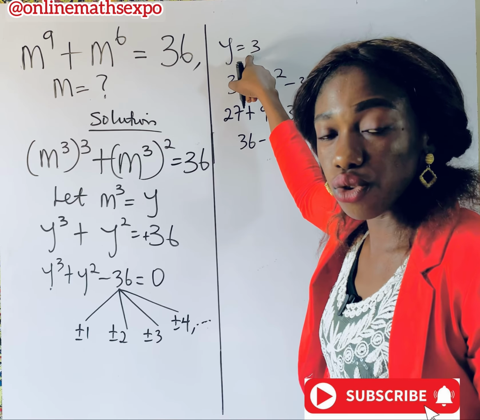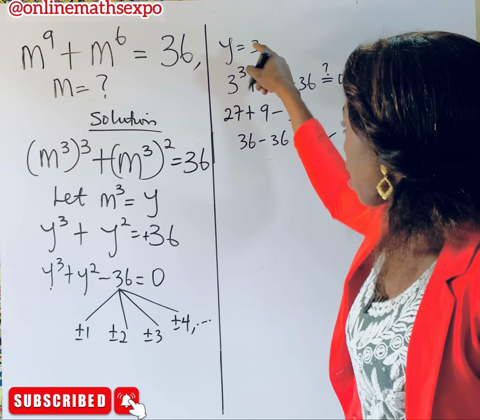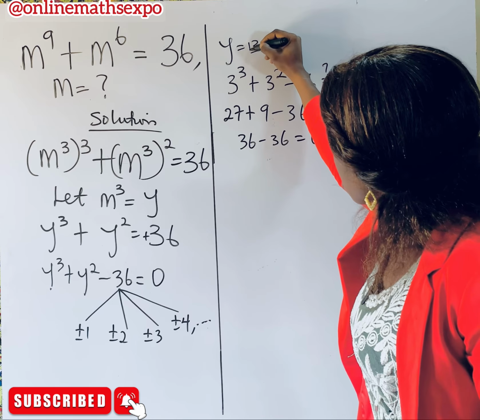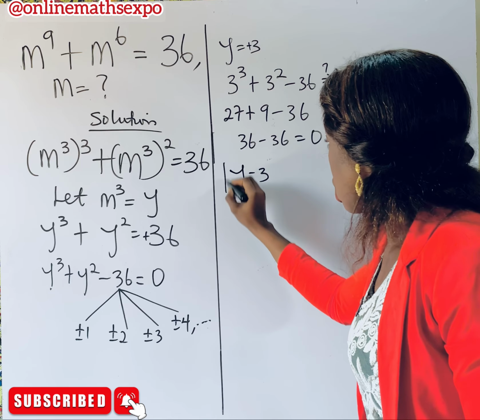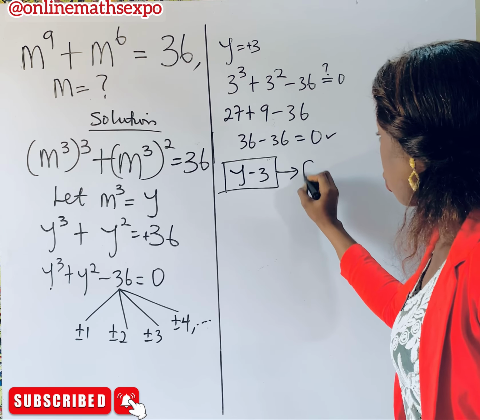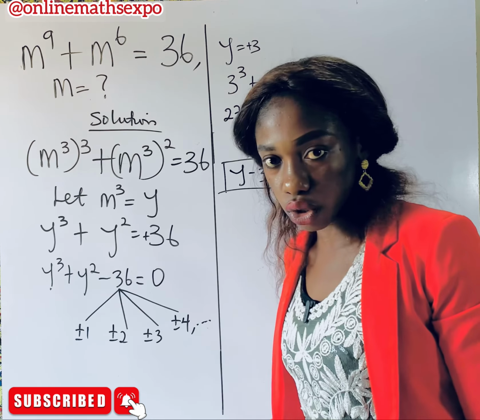And because this is true, we are going to make it a factor. This is 0, okay? So to make it a factor, remember it's positive here. So we're going to subtract 3 from both sides. We have y minus 3 is the one we call a factor. So what do you do with this factor? You are going to now use it to divide the polynomial.